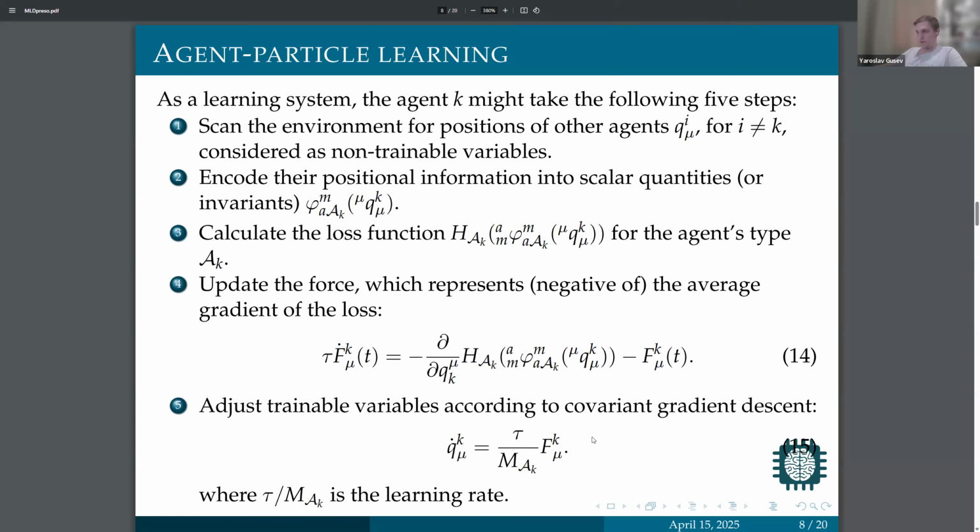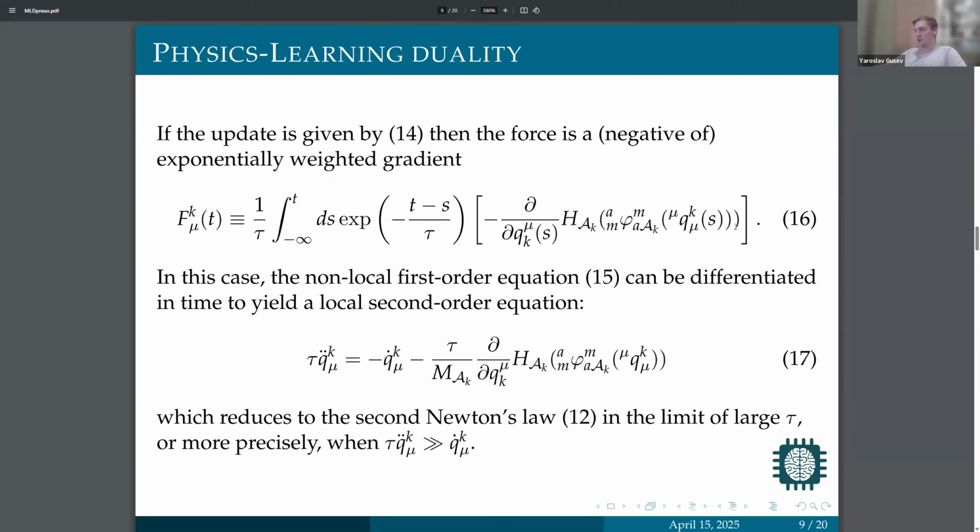It's the fifth step, the gradient descent, actually, so that you adjust your trainable parameter, which is your position q, according to the average gradient of the loss function, where here tau over m is the learning rate. For now, it is a first order equation, and for Newton's law we have the second order, so we need some trick to get the second order equation. And so first let's consider how actually f is constructed.